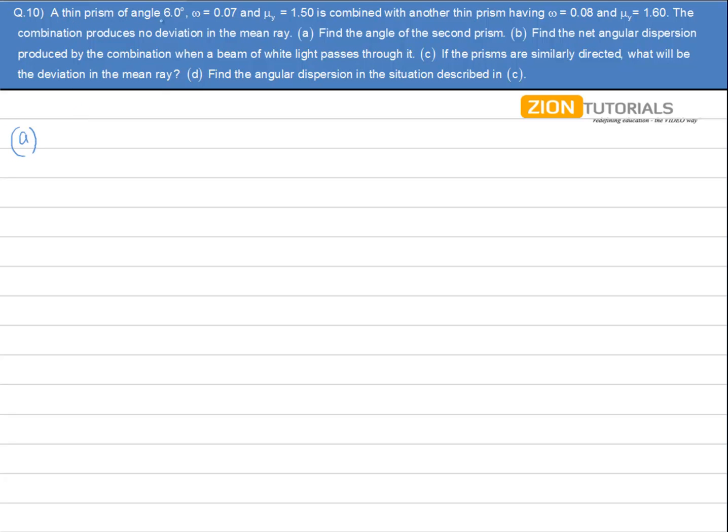It is saying that a thin prism of angle 6 degree, that means A is equal to 6 degree, and omega is given to us. Omega is 0.07, right, and mu y is equal to 1.5. So it is combined with another prism having omega dash for the second prism would be equal to 0.08 and mu y dash would be equal to 1.6. Now the combination produces no deviation in the mean ray. A part, find the angle of the second prism, right?